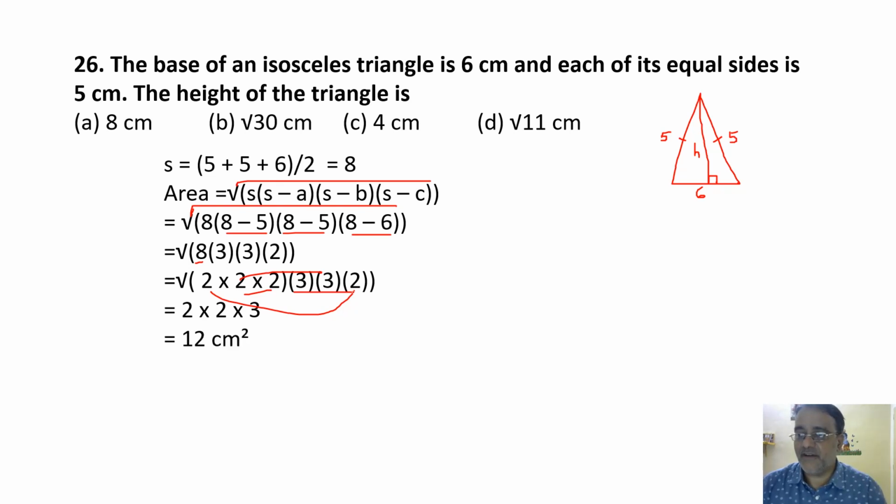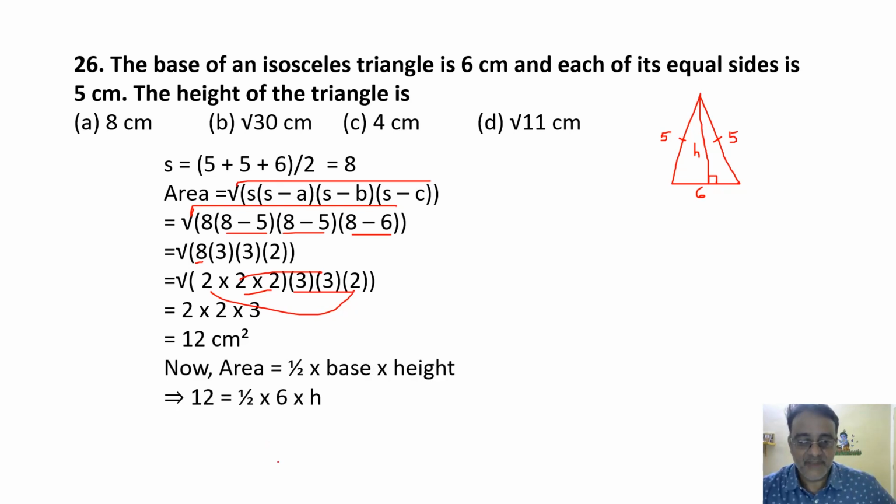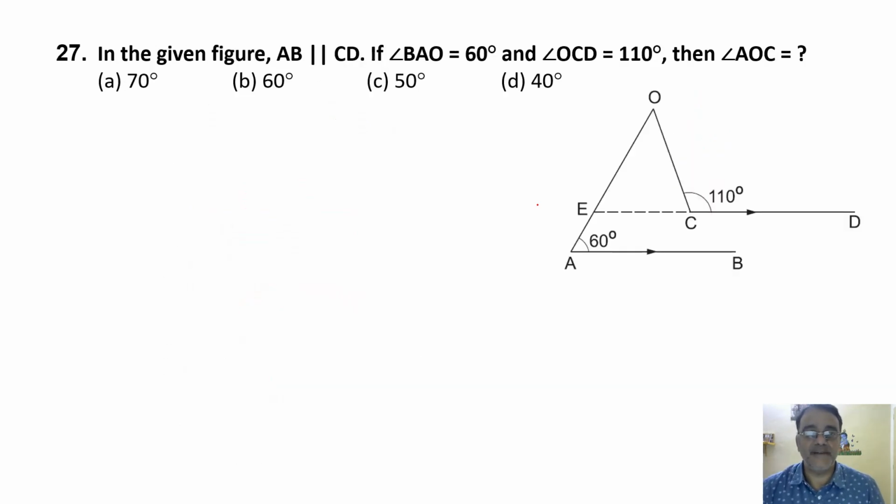Now area of triangle is also we can write half into base into height. And that is equal to 12. Okay. So यहाँ पे ये दोनों cancel होगा. So we are getting 3. So 12 is equal to 3 into h. So what is the value of h? 4 centimeter, right? And the correct option is option C. Right. So now we are moving toward question number 27.